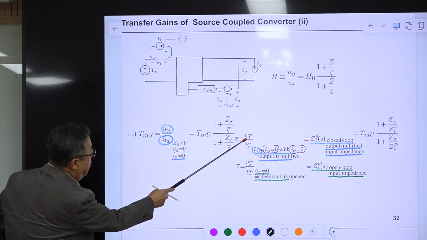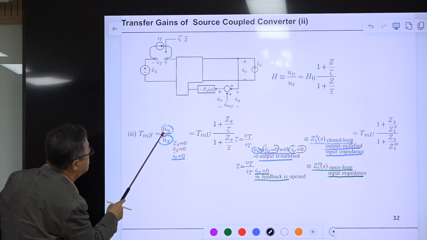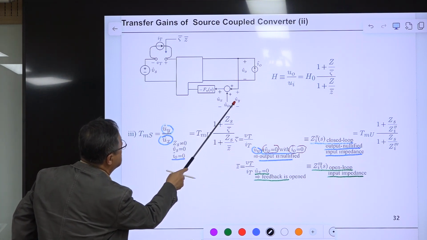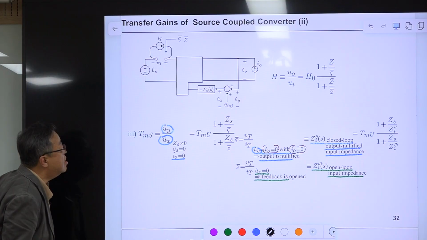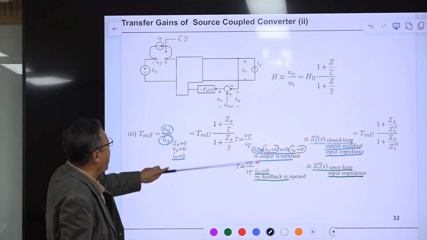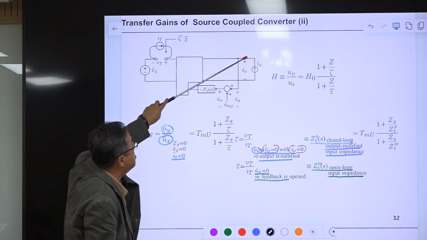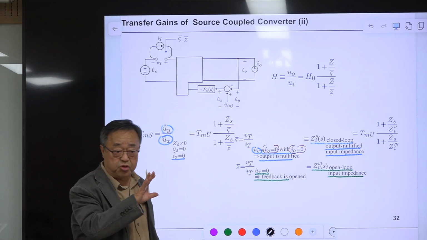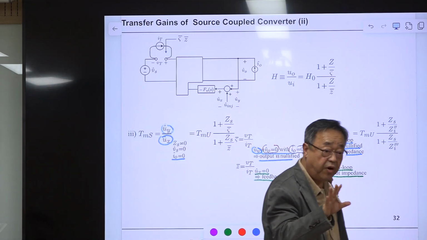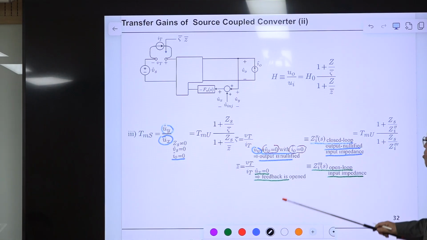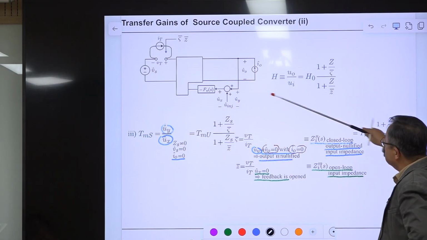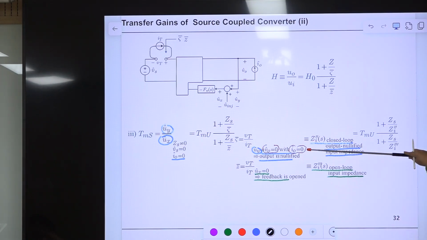This one we evaluate: Y is 0, output is 0. So UY is 0, and this is 0, okay? This is 0 with IO is 0, okay? This is open, and this is 0, okay? That does not mean output is shorted. This is the output is nullified, okay? So this is the output nullified, right? So this is 0, so this is the closed loop. Output nullified input impedance, GI double prime.